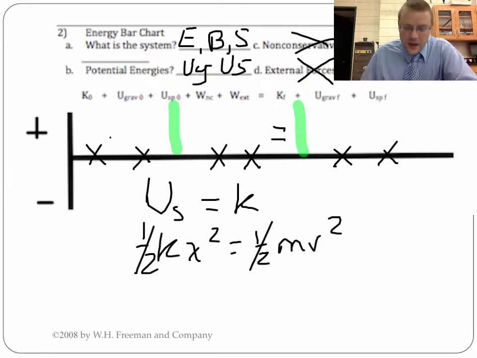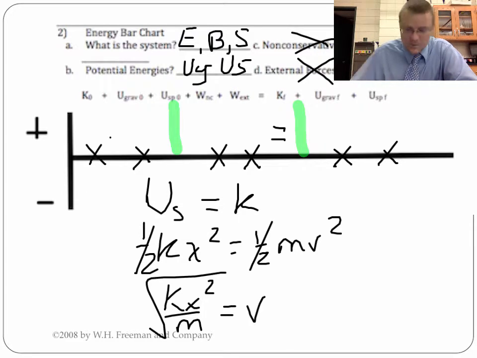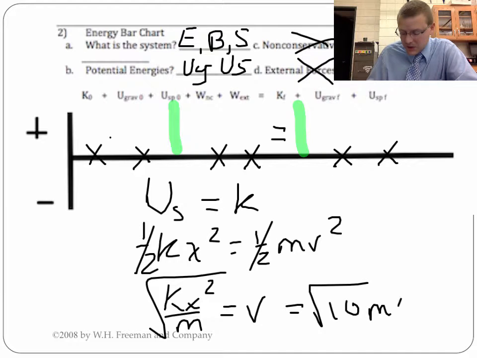If I want to know the speed afterwards, plugging in the values we know from the problem before, the k value was 500 newtons per meter, the stretch was 20 centimeters, and the mass was 2 kilograms. Putting all those numbers in, you end up with a velocity of the square root of 10 meters per second. So that's the speed that the block was traveling once it left the spring.